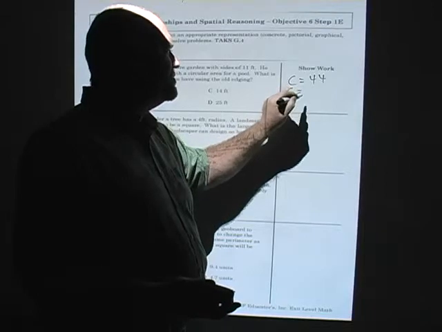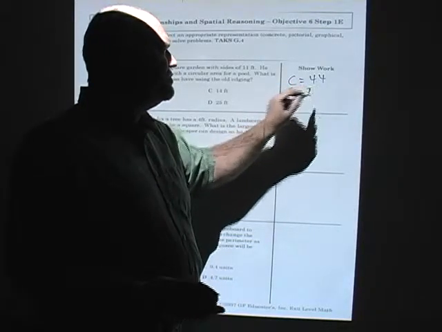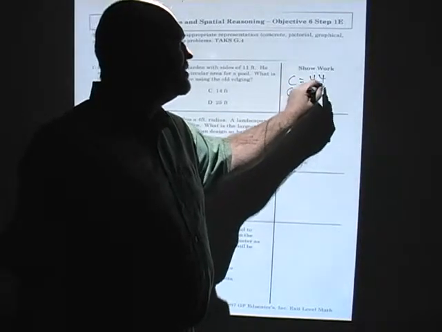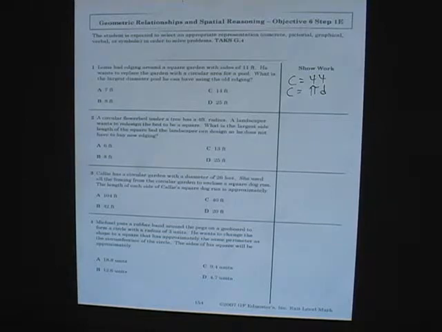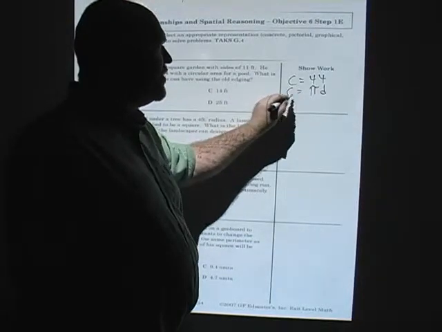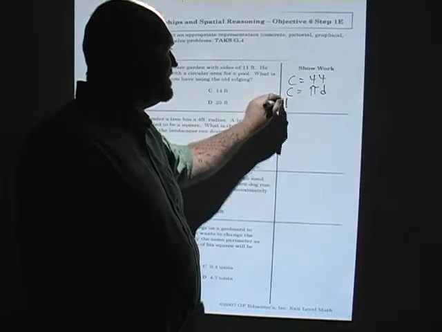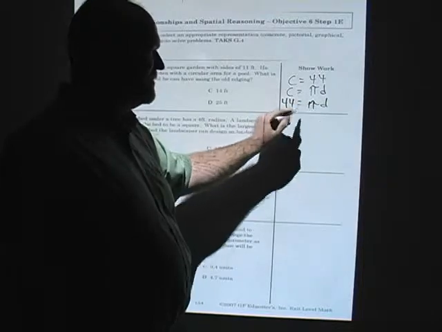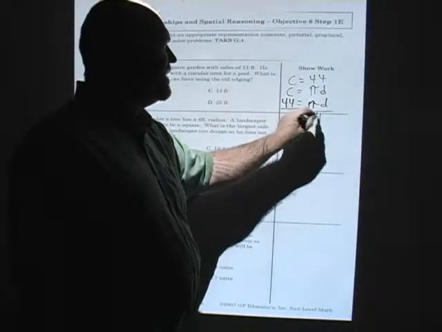Circumference equals 2, no, look at your formula chart. Pi times diameter. Okay? Pi times diameter. So now we can replace 44 for the C. 44 equals pi times diameter. Solve it for D. So you divide by pi. And 44 divided by pi is going to be approximately 14 feet.